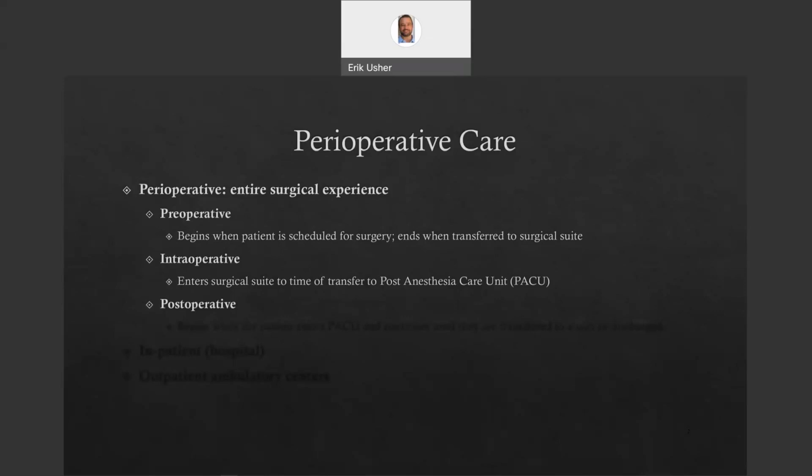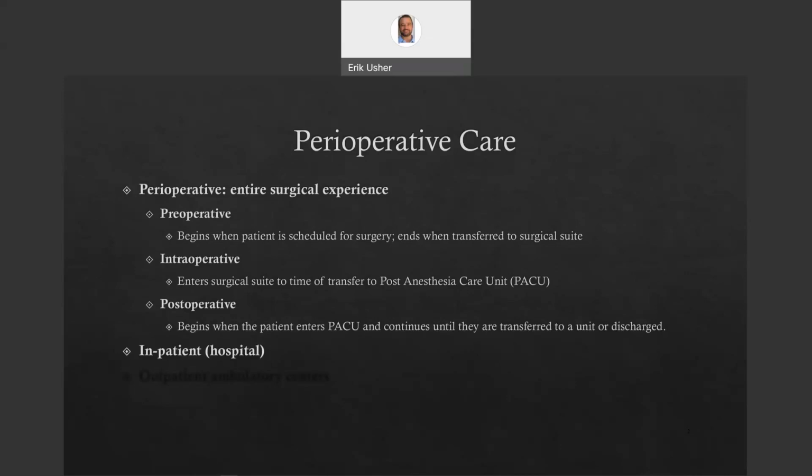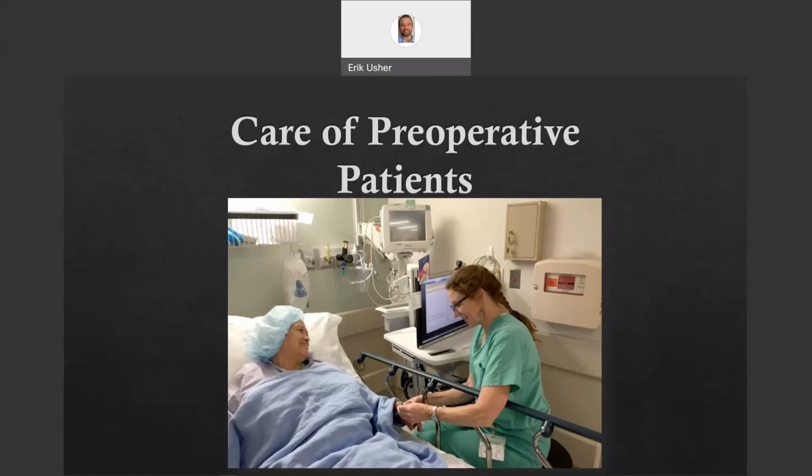And then we go to our postoperative phase, and that begins when the patient enters the PACU, and it continues until they're transferred to a unit or discharged. Remember, this can all happen inpatient-wise in a hospital or in outpatient ambulatory centers. So what we want to do is talk about how we care for these perioperative patients, and the preoperative patients in particular. So let's start with that phase of it.